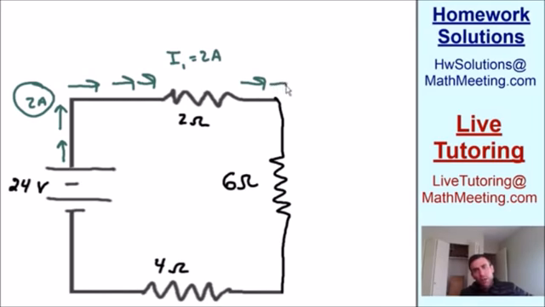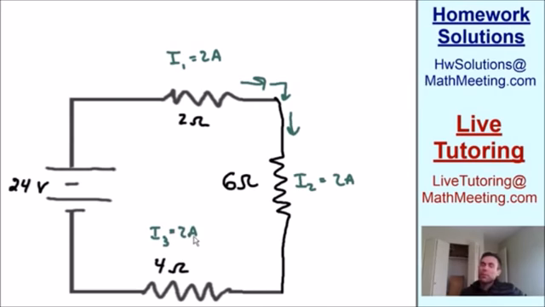And we also know that the current going through this second resistor, which is also in series, isn't going to change. So the current going through this second resistor, I2, is also equal to 2 amps. And I think you get the idea by now. The current going through this third resistor is not going to change because it's in series. It's also going to be equal to 2 amps. All right, so now that we've found the current through each resistor, let's find the voltage across each resistor.